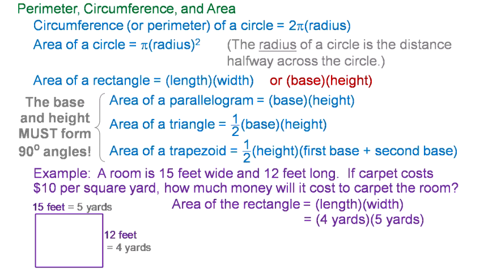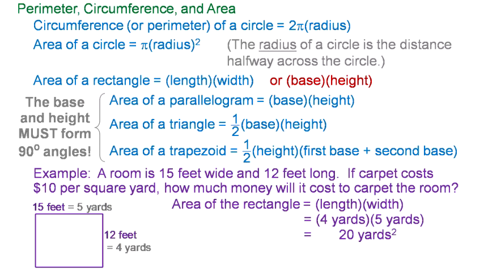I can use a similar thought process to say that there are 4 groups of 3 feet in 12 feet, and so 12 feet must be equivalent to 4 yards. I can now say that I can find the area of the room in square yards by multiplying 4 yards times 5 yards. Since 4 times 5 is 20, and since yards times yards is square yards, I can say that my room must have an area of 20 square yards.